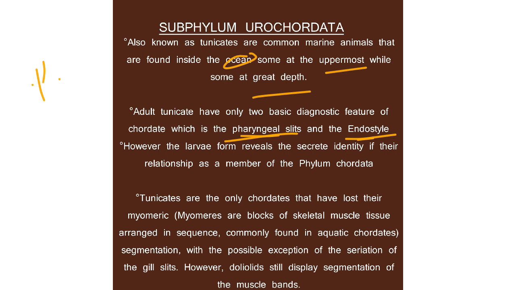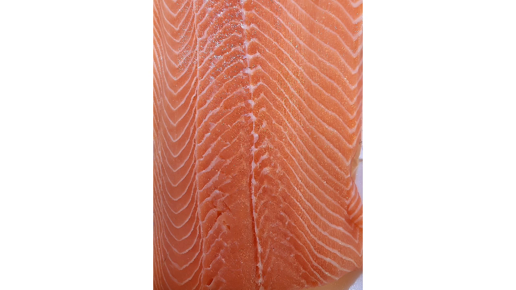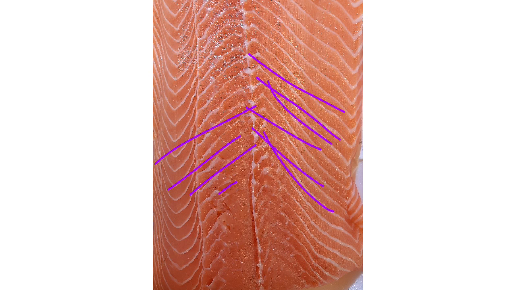Now, tunicates are the only chordates that are said to have lost their myomeres. What are myomeres? Myomeres are blocks of skeletal tissue that are arranged in sequence, commonly found in aquatic chordates, and I will show you an example. Look at it, this is an example of myomeres. We know what this fish is, a salmon. Can you see the segments? These segments are called myomeres. They are found mostly in aquatic chordates, almost all the aquatic chordates, but tunicates are the only aquatic chordates that lack myomeres. You understand?